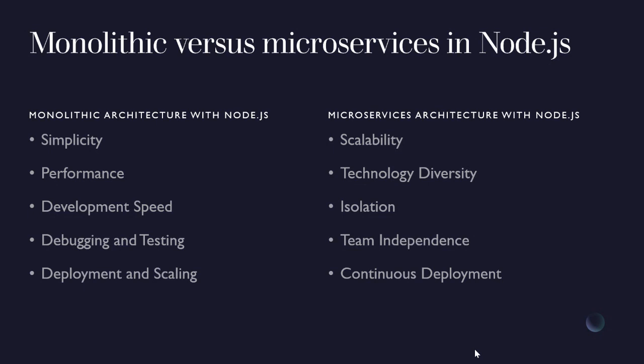The fourth point is team independence. Microservices often align well with independent development teams, as each team can own and manage one or more microservices, leading to faster development cycles, which is not possible in monolithic architecture. And the last one is continuous deployment. Microservices can be deployed and updated independently, which is very useful in rapid feature delivery through CI/CD pipelines. That is a main advantage of microservices.